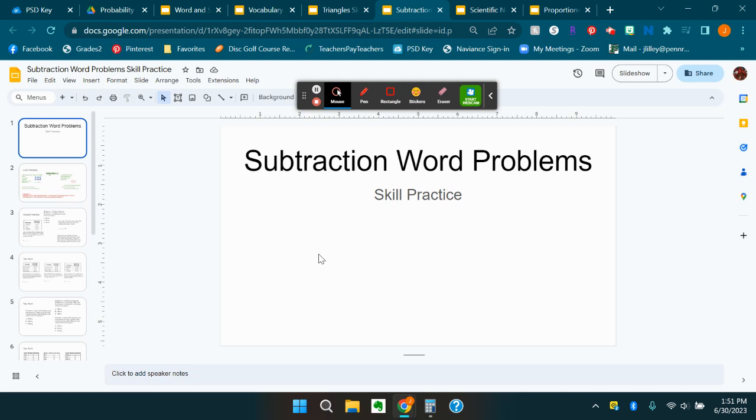Hi everyone, today we're going to be practicing subtraction word problems. Just as a reminder, don't forget to make your paper look like mine, and anything that I write down in the example problems, you write down on your notes page as well.